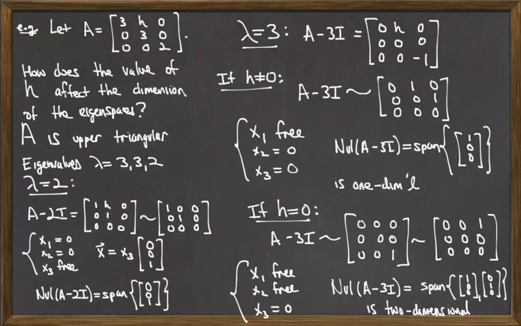The most the eigenspace could be is two-dimensional, but it could achieve a smaller dimension. It could be one-dimensional. So in the end, the multiplicity is the maximum dimension that the eigenspace could achieve.